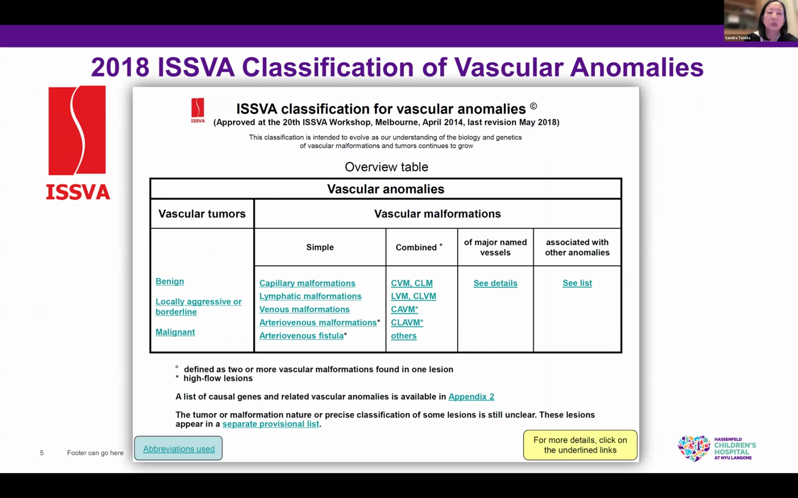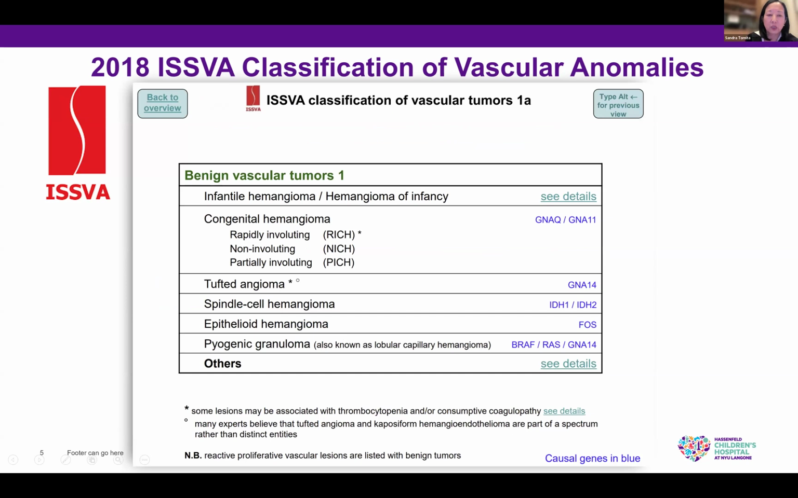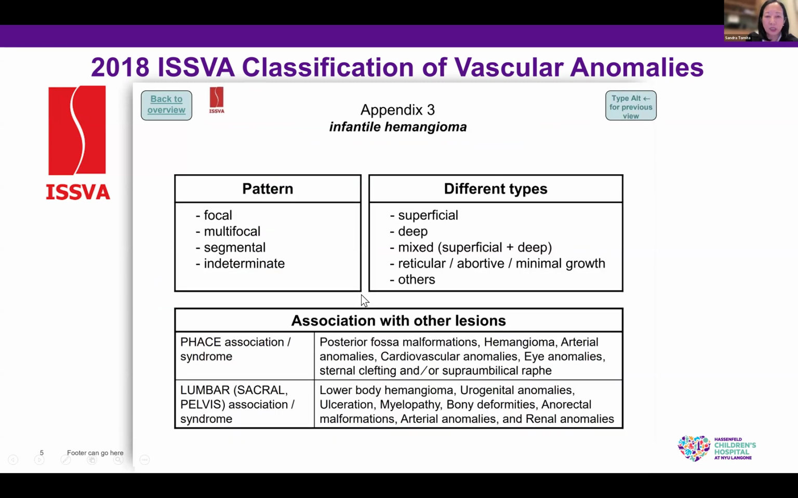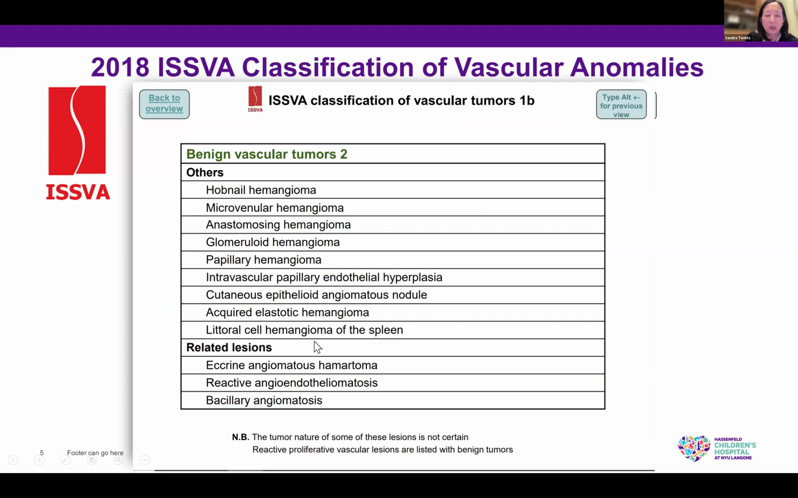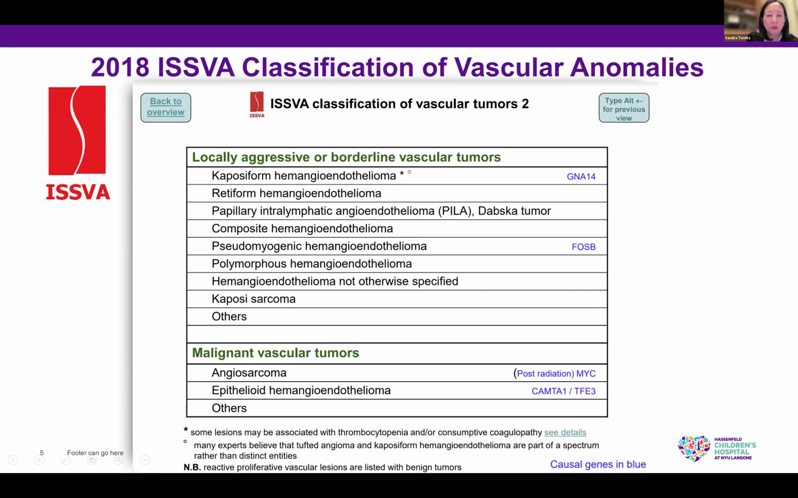It divides the lesions into tumors and malformations, and it's available from the ISVA website, and it's really nice. It's interactive, it's downloadable, and clicking on these different categories takes you directly to more information. So if you look at the first category, infantile, that contains infantile hemangiomas, you can also go to the details, which shows you the different patterns and types and its association with other lesions such as face. The other tumors include borderline tumors and malignant vascular tumors.